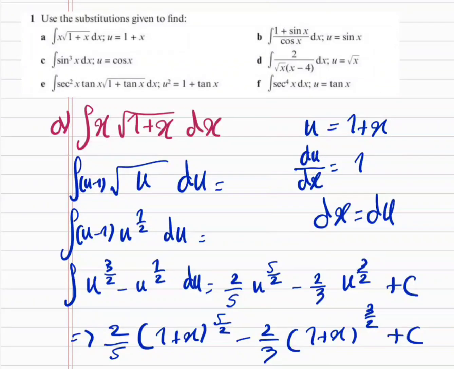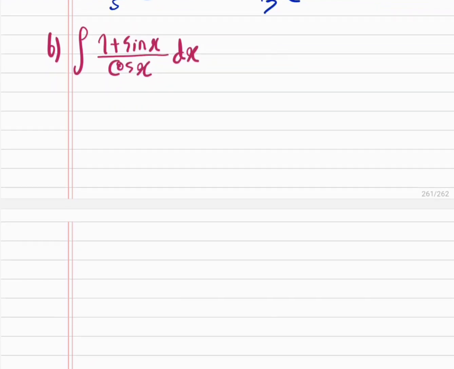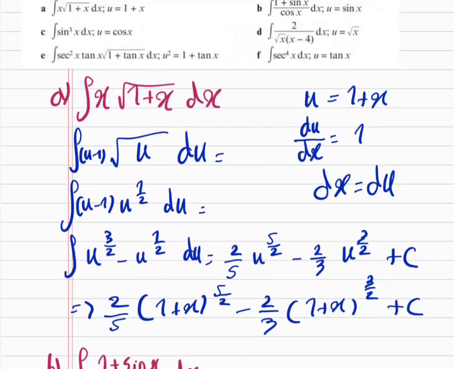Everyone, this video is on exercise 11E question 1, and in this video I'm going to do part B. So in part B we have (1 plus sine x) over cos x, and we want to integrate this fraction. This section is about integrating by substitution, also known as u substitution.